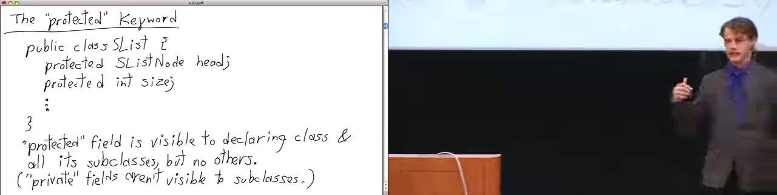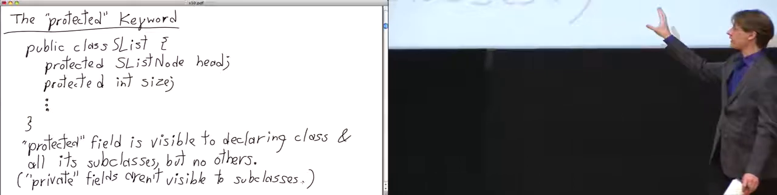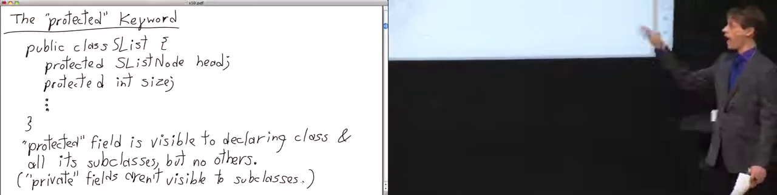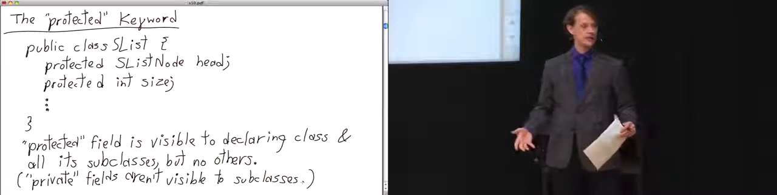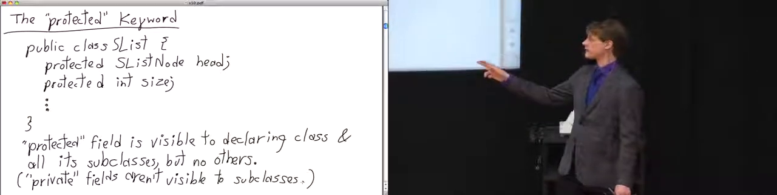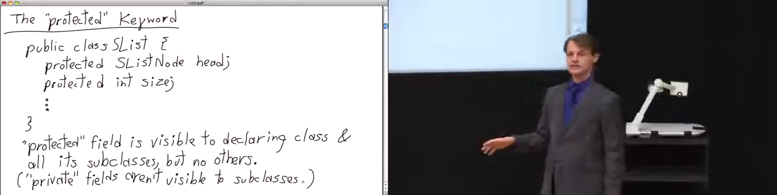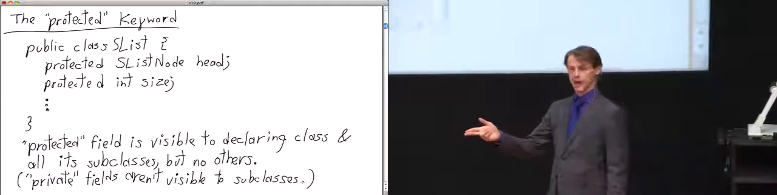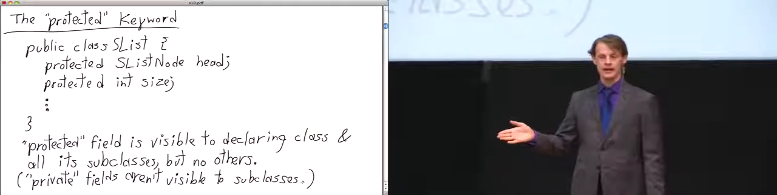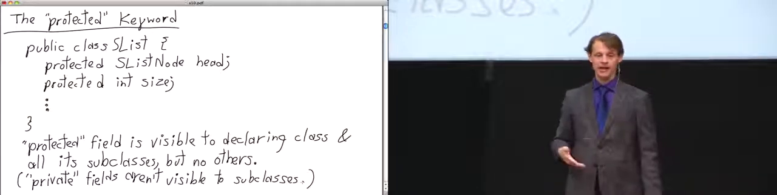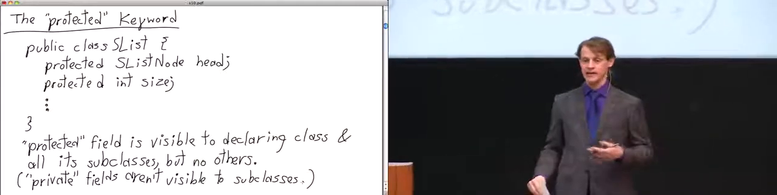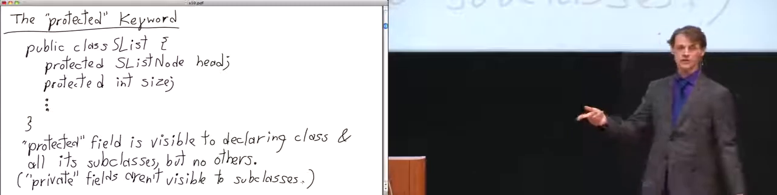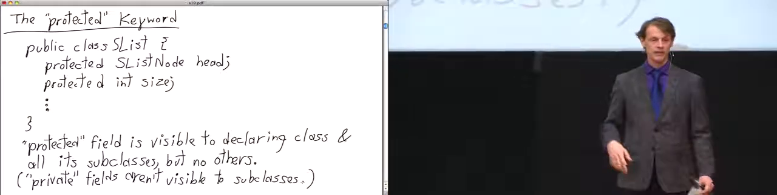So a protected field is visible everywhere in the class that declares it and all of its subclasses, but it's not visible in any other class. Private fields are not even visible to the subclasses. So if I had left the head and size fields private, then I would not be able to compile tail list. The compiler would complain that it can't find the head and size fields when I try to compile the insert front method.